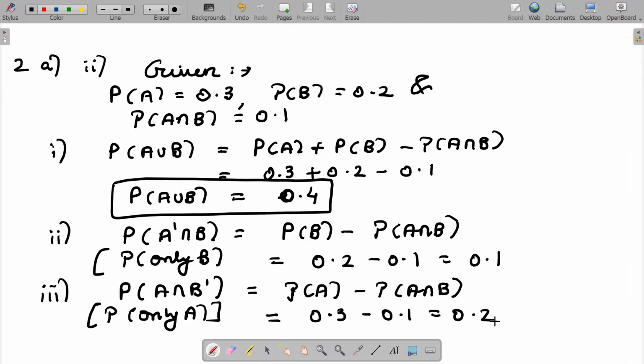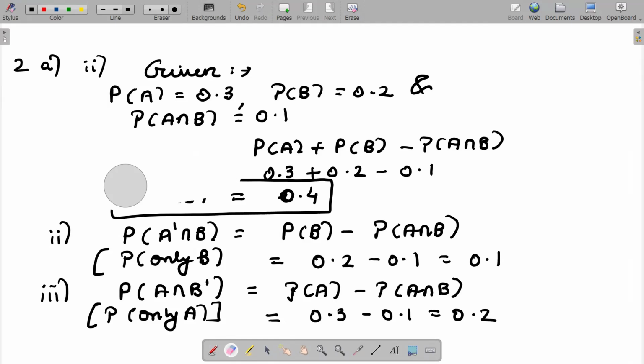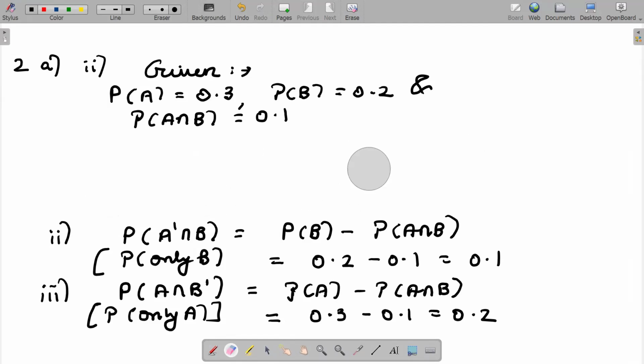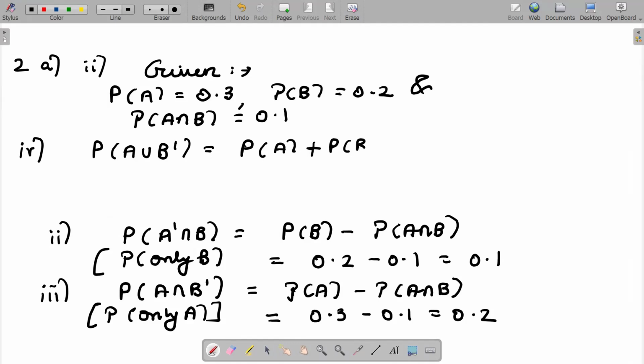Okay. And then we are going to find out probability of A union B complement. So let me erase this initial portion off. So part 4, we find probability of A union B complement. We apply the formula here directly. Probability of A union B complement is probability of A plus probability of B complement minus probability of A intersection B complement.